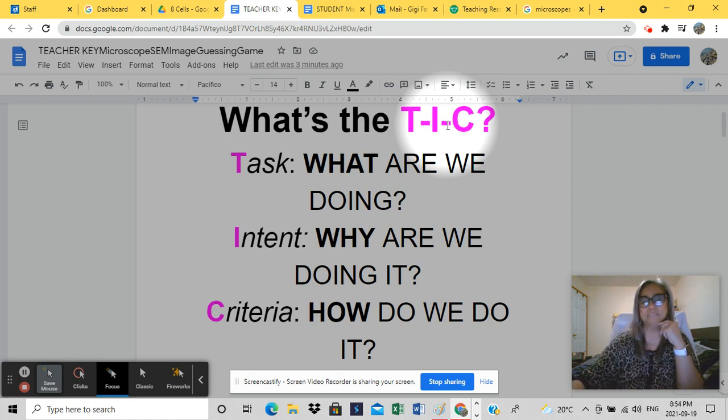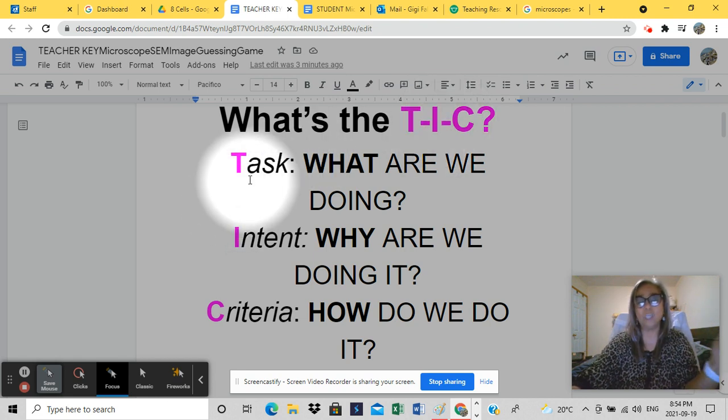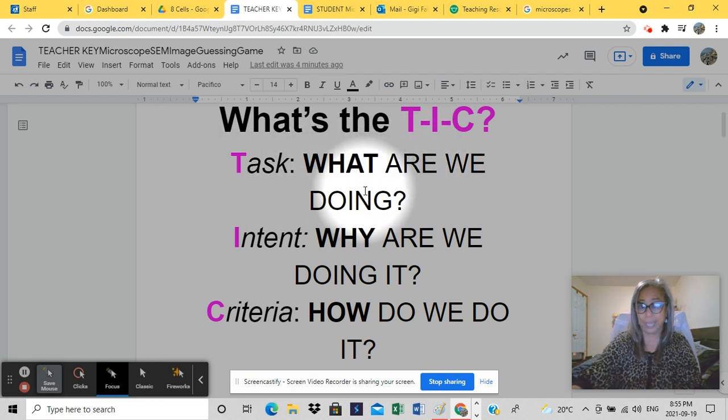So, first things first, I always mention what's the TIC, TIC. Always remember that the T stands for task and it answers the question, what are we doing? I, intent, it answers the question, why are we doing it? And C for criteria, how do we do it?